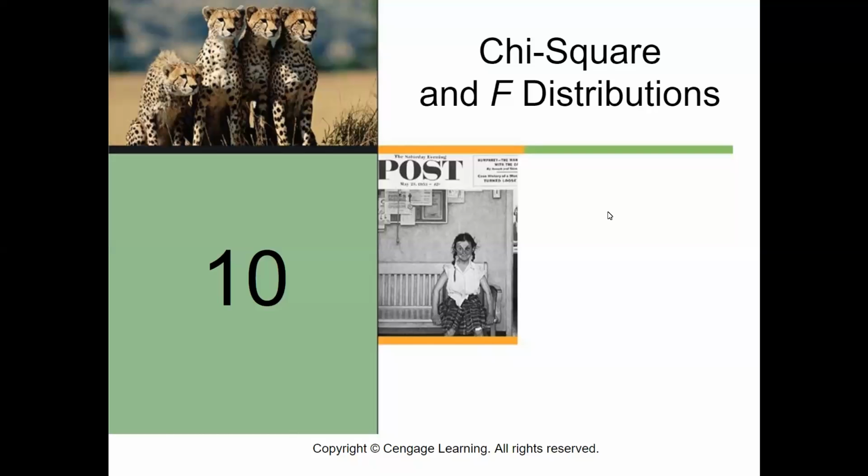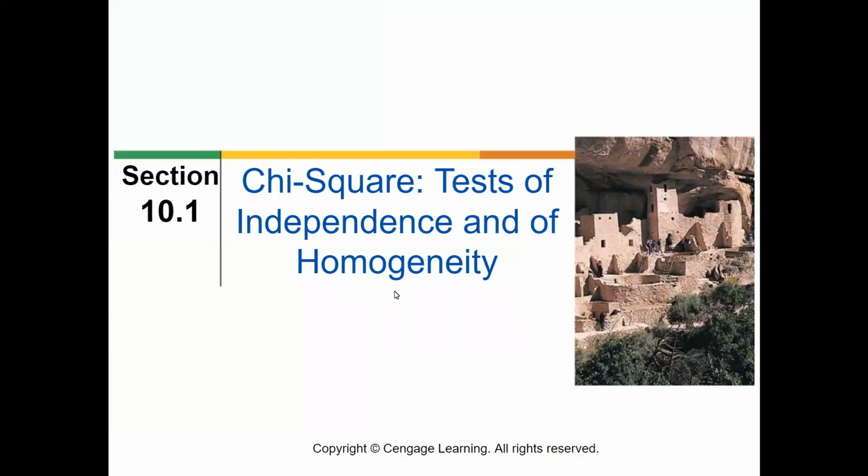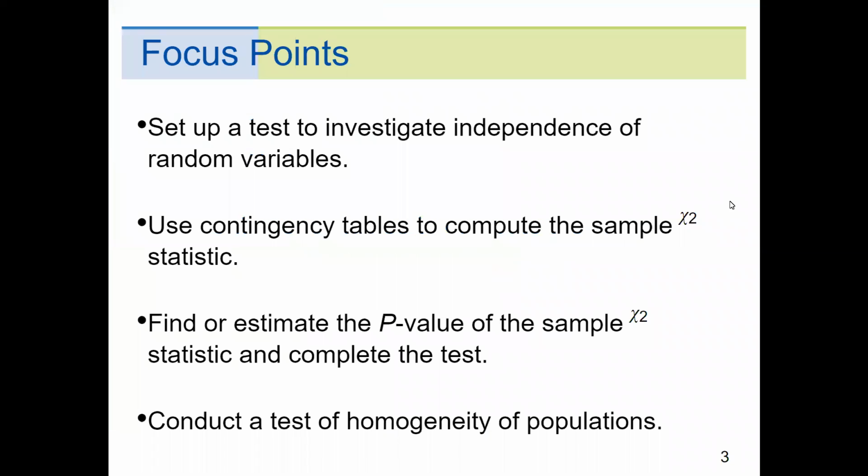Okay, last chapter of the semester, chi-square and F distributions. Chi-square test of independence and of homogeneity. All right, go ahead and take a look at your focus points. Write them down if that's what you do.